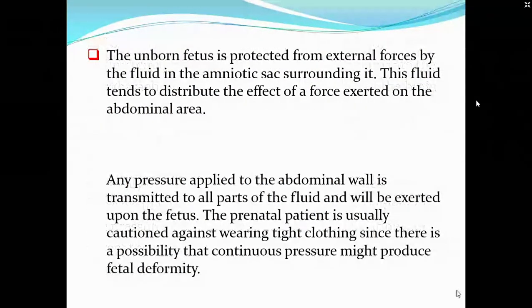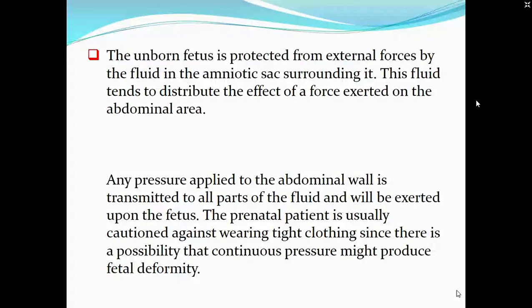Another application: the fetus is protected from external forces via fluid in the amniotic sac surrounding it, but at the same time, if there is some blow or some force being exerted on the abdominal area, through that fluid it will be transmitted to the fetus and may produce injury.